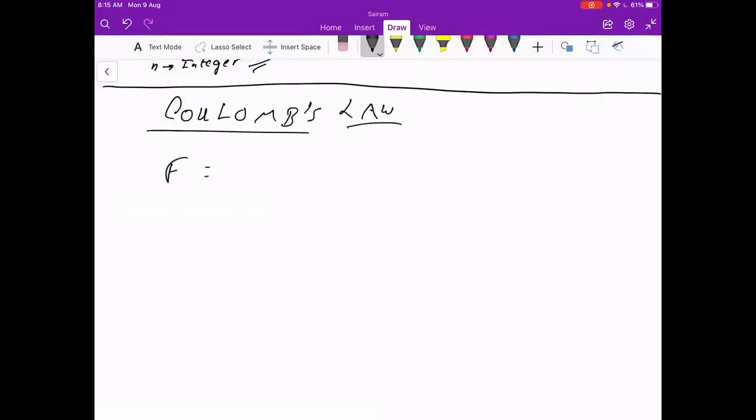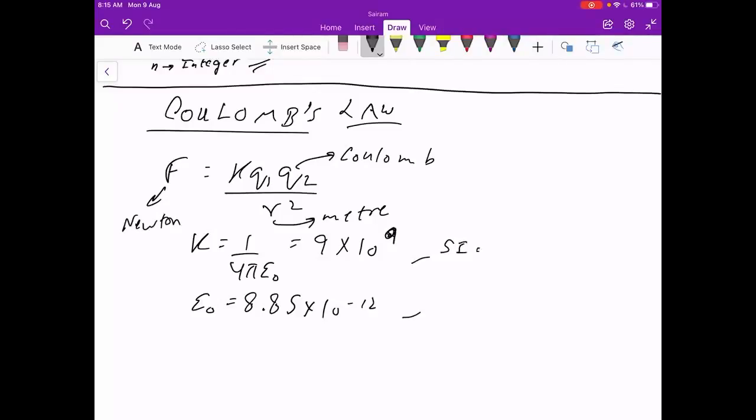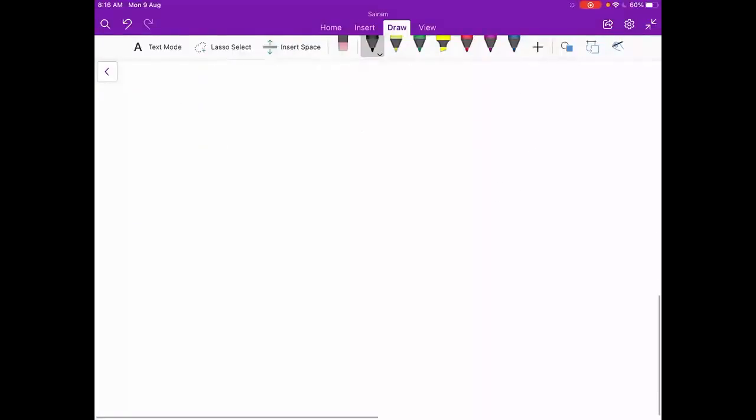I'm sure you know about it. F equals K Q1 Q2 by R square, where K is equal to 1 by 4 pi epsilon naught, which is equal to 9 into 10 to the power 9, and epsilon naught is equal to 8.85 into 10 to the power minus 12, all in SI units. Are we clear? Yeah, continue, sir.